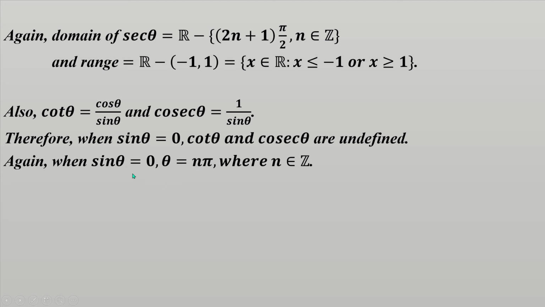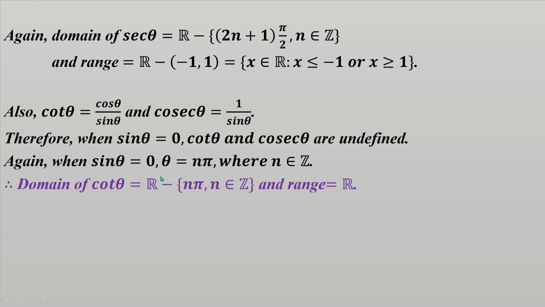Or not only theta is equal to 0, sin of 0 equals 0, sin of pi also equals 0, sin of 2 pi equals 0, sin of minus pi equals 0, sin of minus 2 pi equals 0, sin of minus 3 pi also equals 0. That means the general form will be theta is equal to n pi.